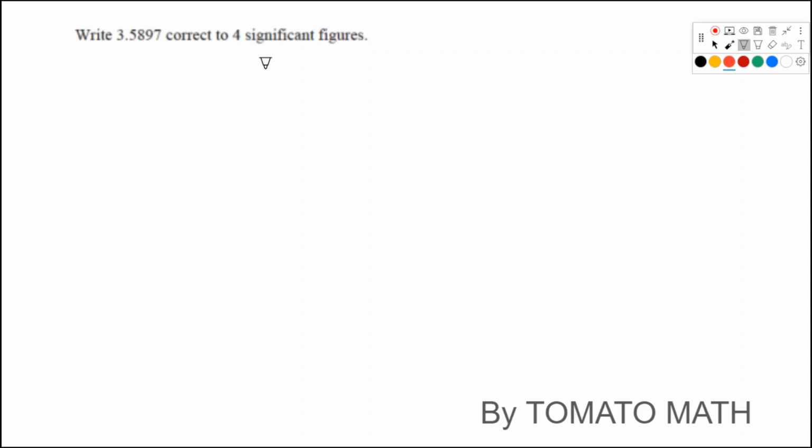3.5897 correct to 4 significant figures. So 3 will be the first one, 5 will be the second, 8, and then 9. And look at the number after 9. So it's 7, so we'll round 9 to 10. So it will be 3.5, so 9 will be 10, so that means 8 will receive 1, so 9 and then 0. So this is to 4 significant figures.